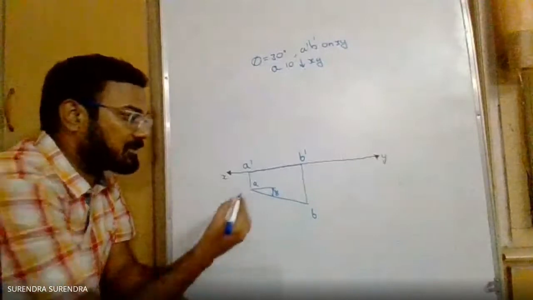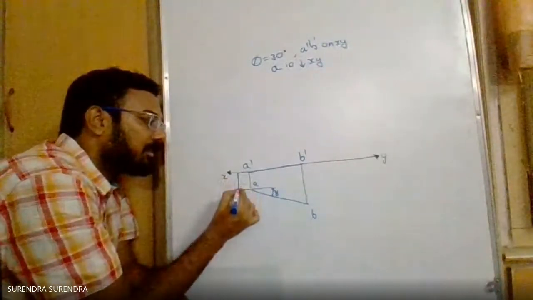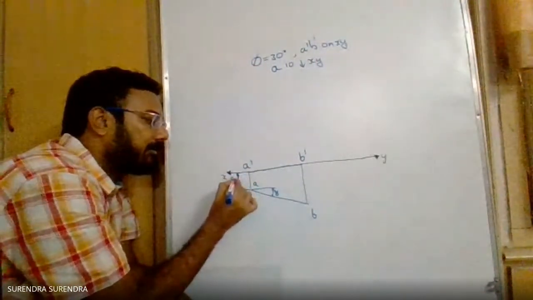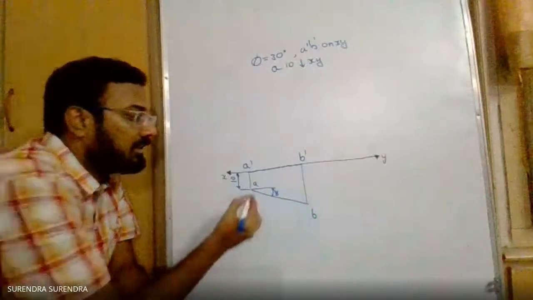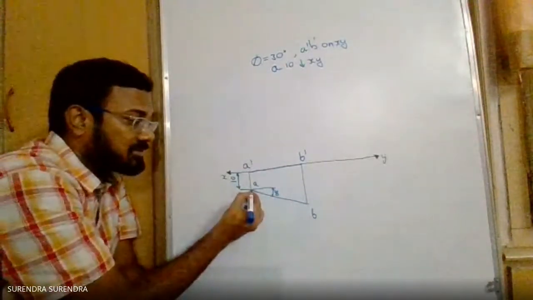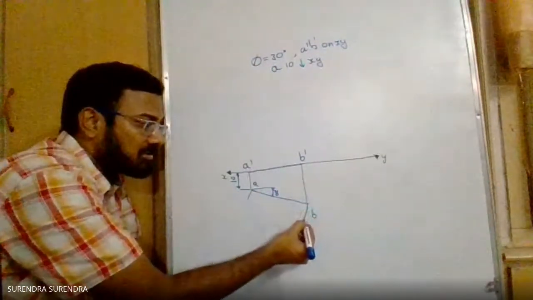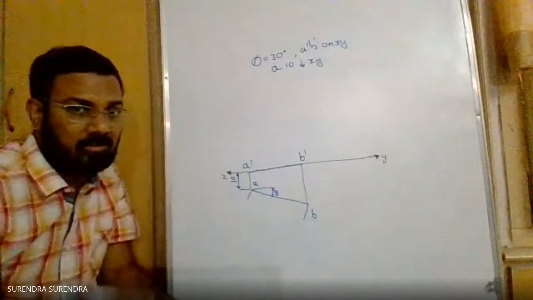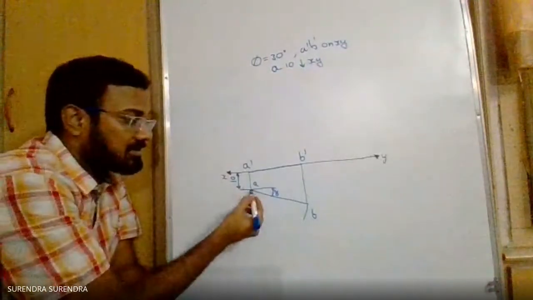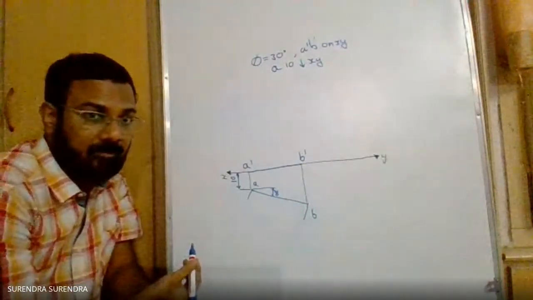And what are the dimensions? Point A is at a distance of 10 mm below the XY line, and the true length. So while representing AB, draw the extension lines from A. Still some of you are not drawing these extension lines completely. You are drawing just a small part, 1 or 2 mm. Extend this from A for a complete 10 mm minimum.